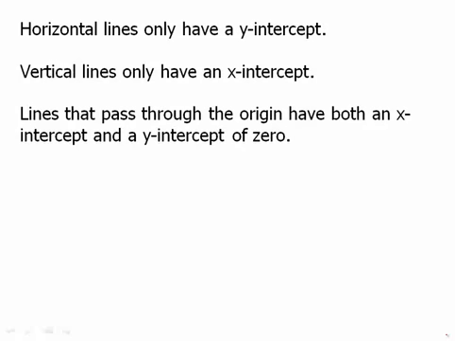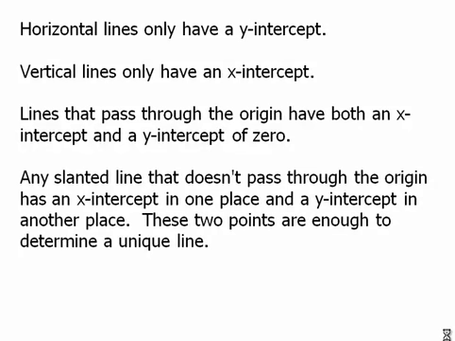Any line that passes through the origin has both an x-intercept and y-intercept of 0. So that's the only time that a slanted line would have its x-intercept and y-intercept at exactly the same point. Usually what happens is that if a slanted line doesn't pass through the origin, it has an x-intercept in one place and a y-intercept in another place. It has two different intercepts, and these points are enough to determine a unique line.